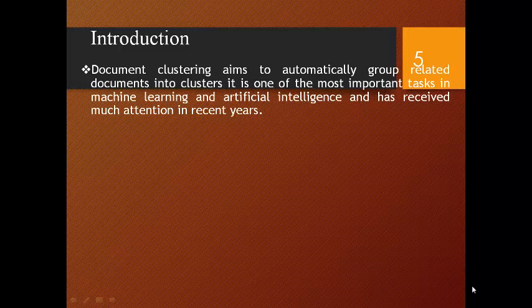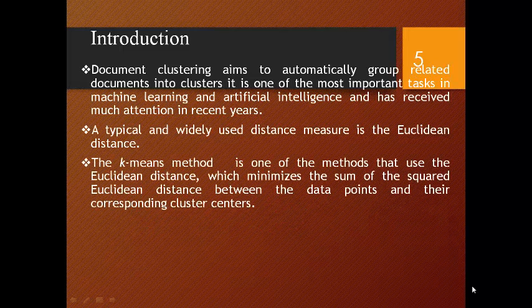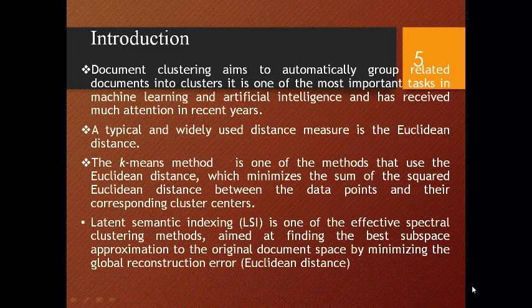It is one of the most important tasks in machine learning and artificial intelligence and has received much attention in recent years. The K-means method is one of the methods that use the Euclidean distance, which minimizes the sum of the squared Euclidean distance between the data points and their corresponding cluster centers. Latent semantic indexing (LSI) is one of the effective spectral clustering methods aimed at finding the best subspace approximation to the original document subspace by minimizing the global reconstruction error, the Euclidean distance.